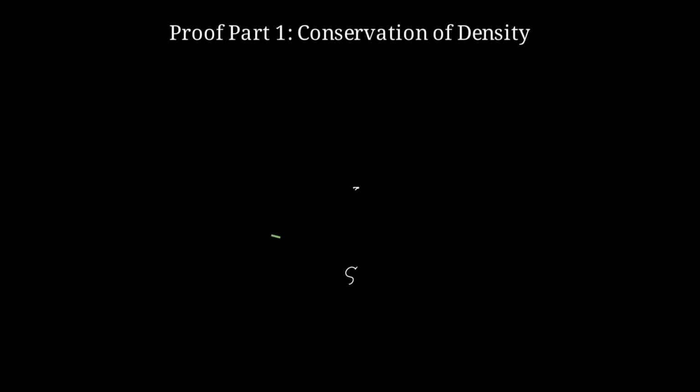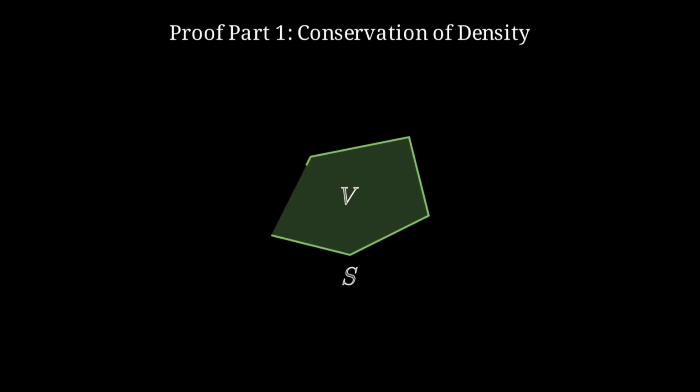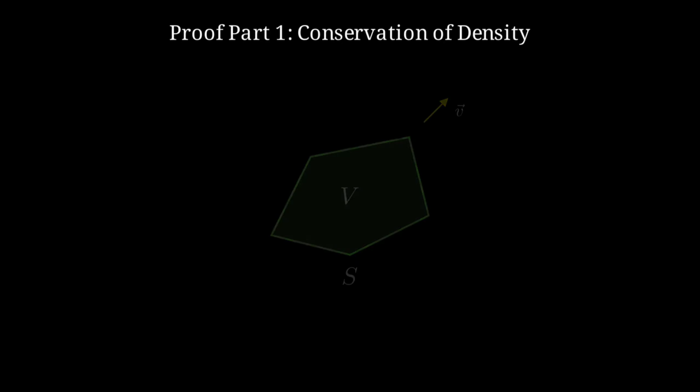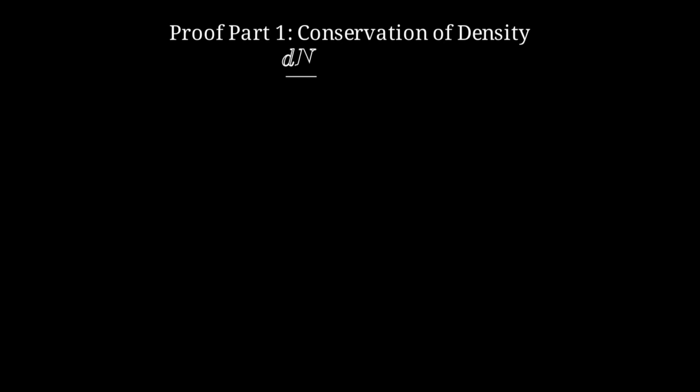To prove the first part, let's visualize the flow of these phase points. Consider an arbitrary volume V in the phase space enclosed by a surface S. The points are moving with velocity v. We want to calculate how many points are flowing out of this volume through a small surface element dS. The rate at which phase points flow out is given by the surface integral of the flux rho v.